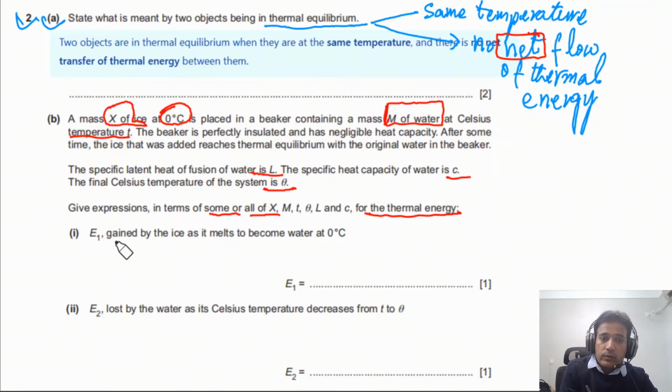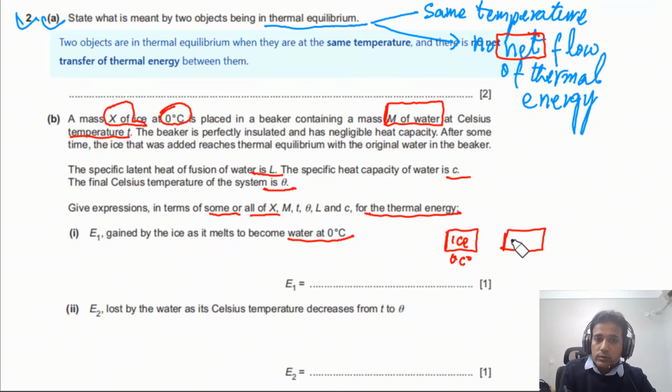energy. First of all, E1 gained by the ice as it melts to become water at 0 degrees Celsius. So in this case we have ice first of all, so we can simply say this is ice, this is 0 degrees Celsius. Then it is melted to water, so this is water, and water is also at 0 degrees Celsius. So what is happening in this case? Phase change.